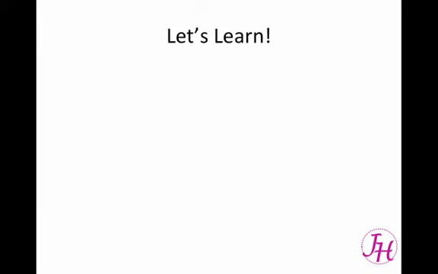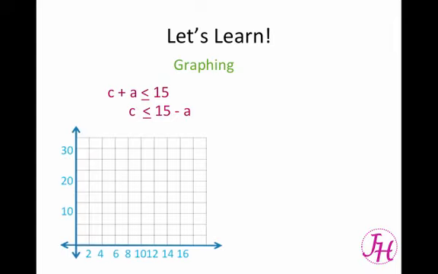So let's solve this problem by graphing. We have our first inequality, which was C plus A is less than or equal to 15. And we can solve for C by subtracting A from both sides. So we have a y-intercept of 15 and a slope of negative 1. So let's go ahead and graph that.